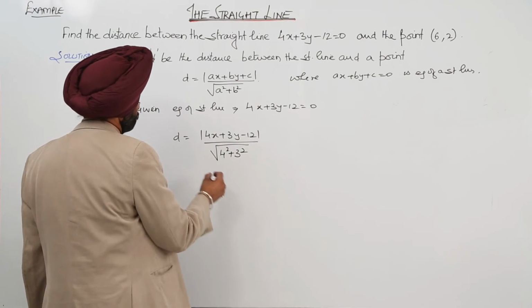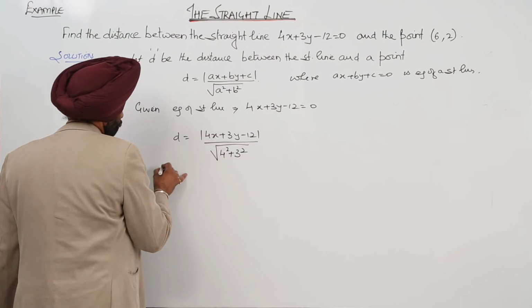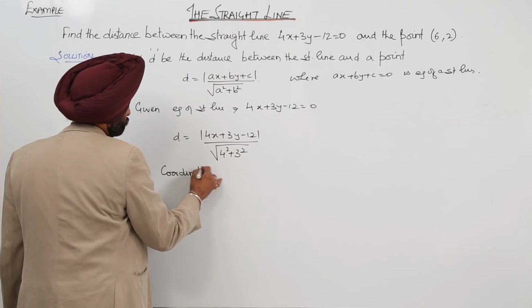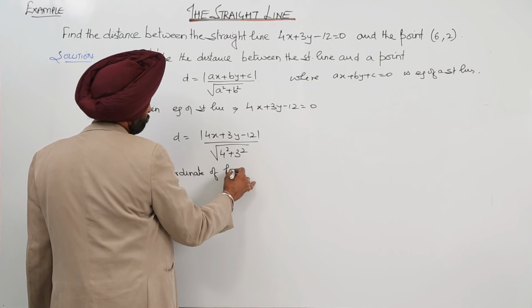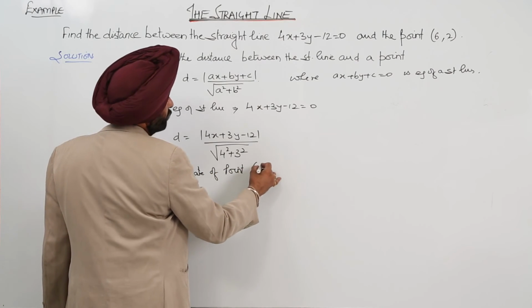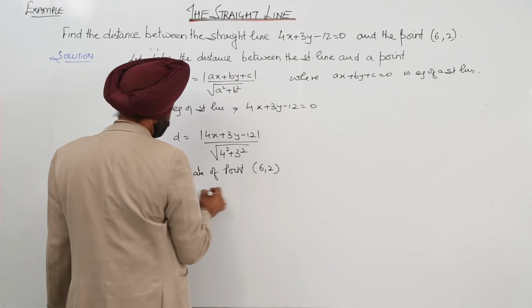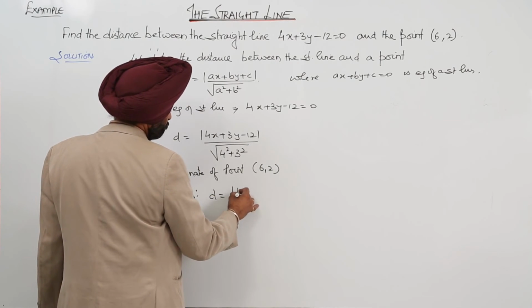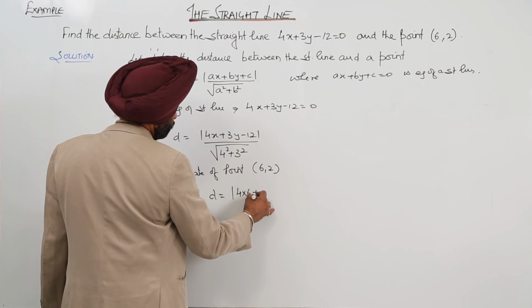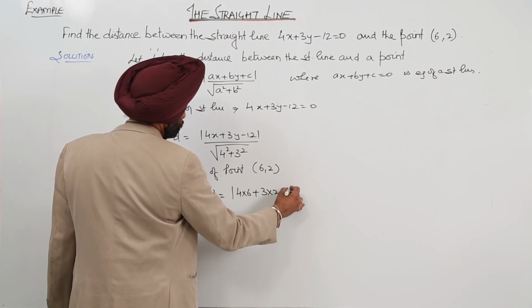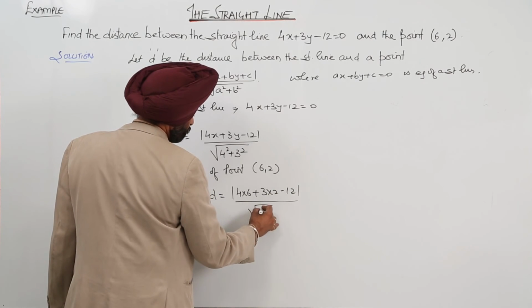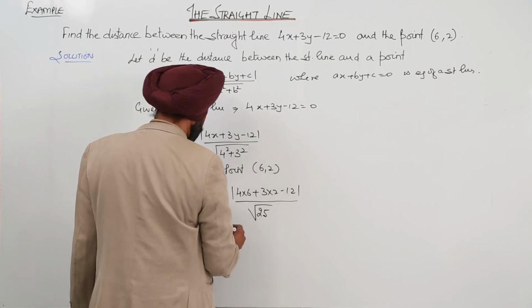Okay. Now the coordinates of the point are given as 6 comma 2. Therefore D is equal to 4 times 6 plus 3 times 2 minus 12 upon the square root of 25.